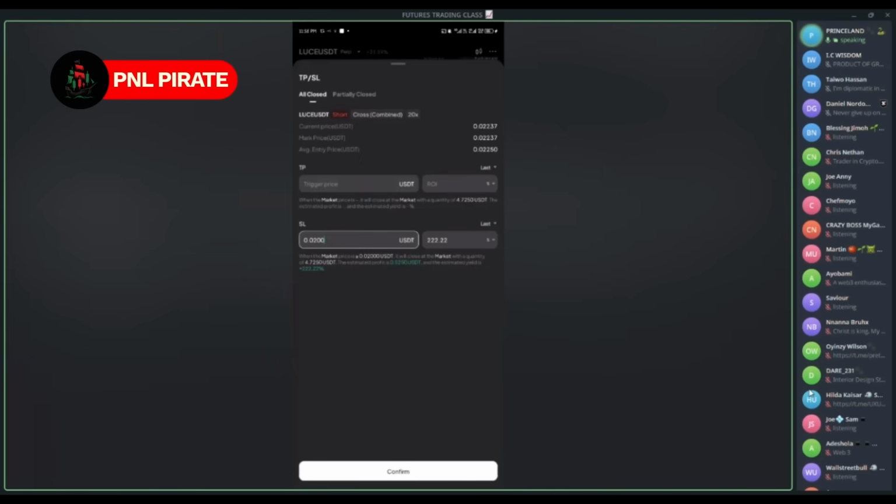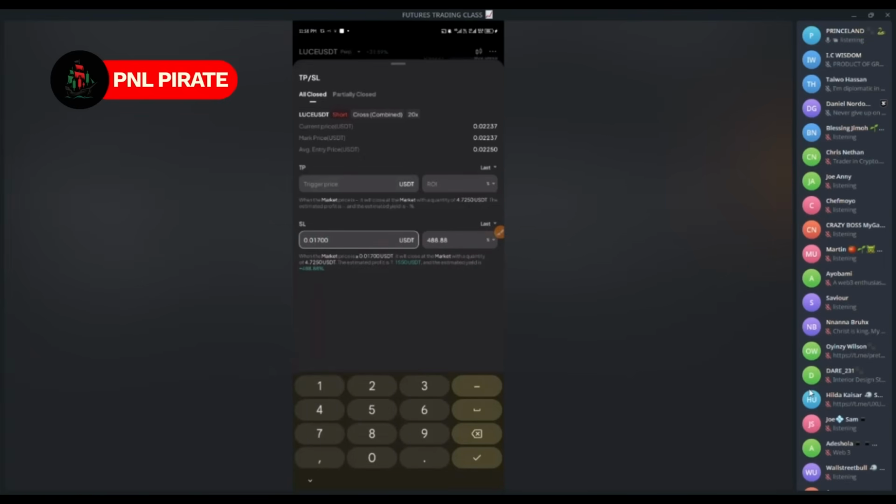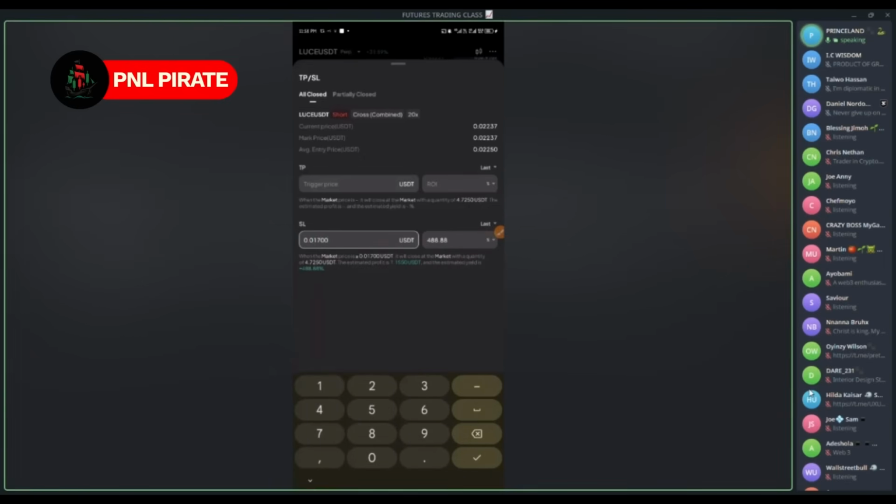So sometimes when I'm in profit, that is when I come to set here. I'll just set it 1,700. You see, the more money you have, if you have $1,000, it simply means you should use $50 to open a position, and don't open another position on that amount again. Exchanges are very, very smart.